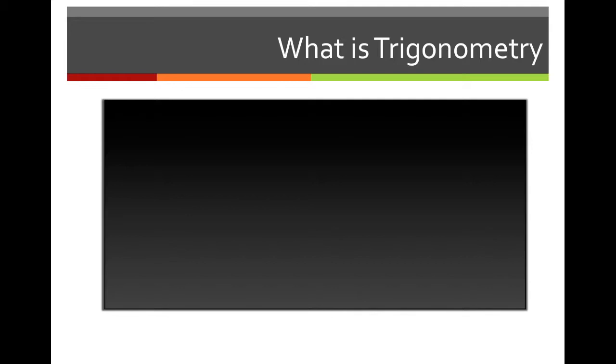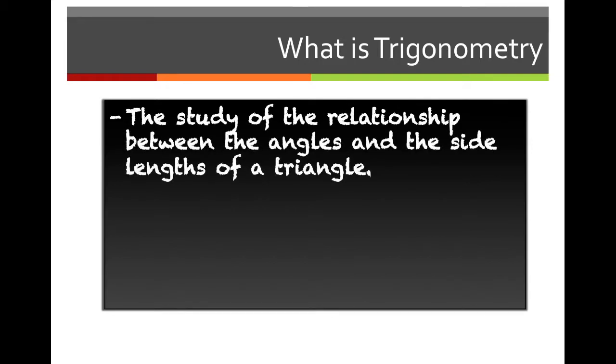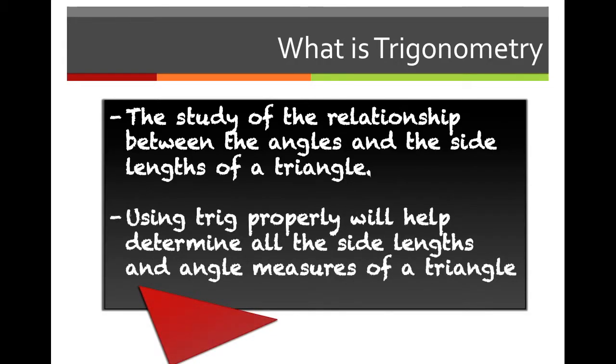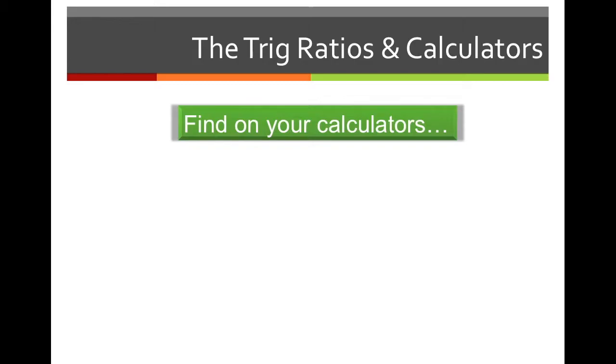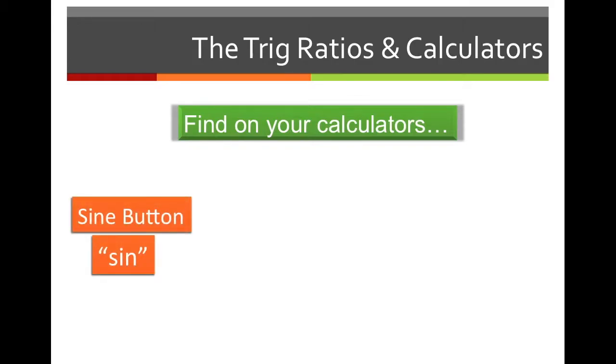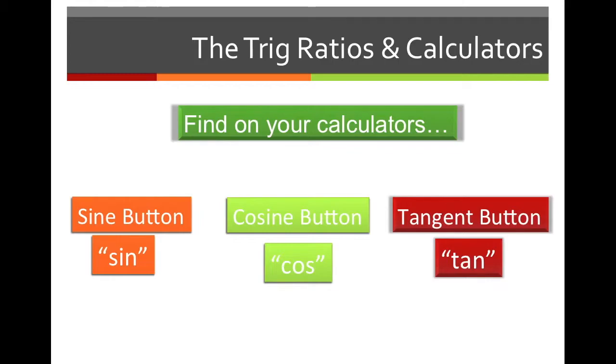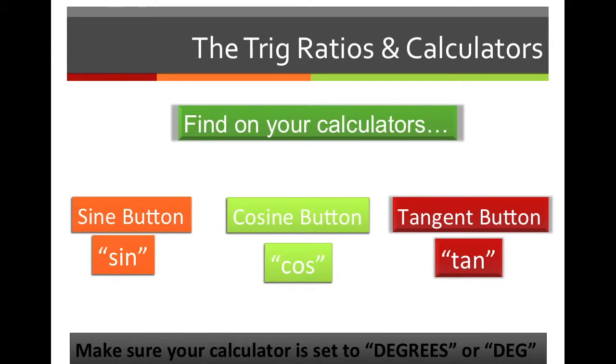First, what is trigonometry? Trigonometry is the study of the relationship between the angles and the side lengths of a triangle. Using trig properly will help determine all the side lengths and angle measures of any triangle. Before we begin, you should find on your calculators the sine button, the cosine button, and the tangent button, abbreviated sin, cos, and tan. You should also make sure that your calculators for this lesson are set to degrees, or deg, or sometimes it's just the letter D. Basically, it cannot be in radians.